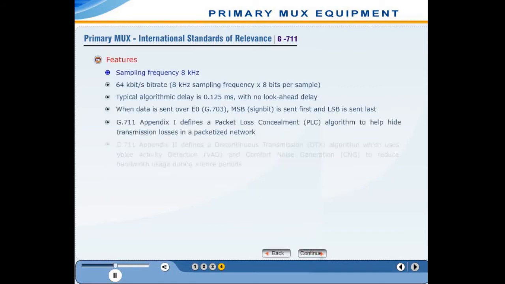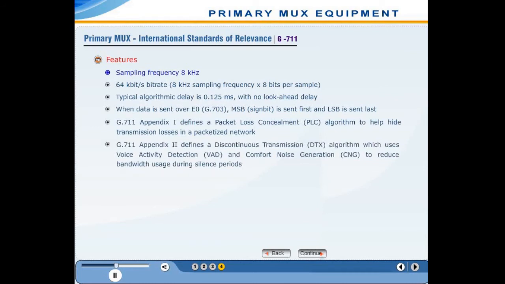Features: sampling frequency 8 kilohertz, 64 kilobit per second bit rate. Typical algorithm delay is 0.125 milliseconds, with no look-ahead delay. When data is sent over E0, MSB is sent first and LSB is sent last.